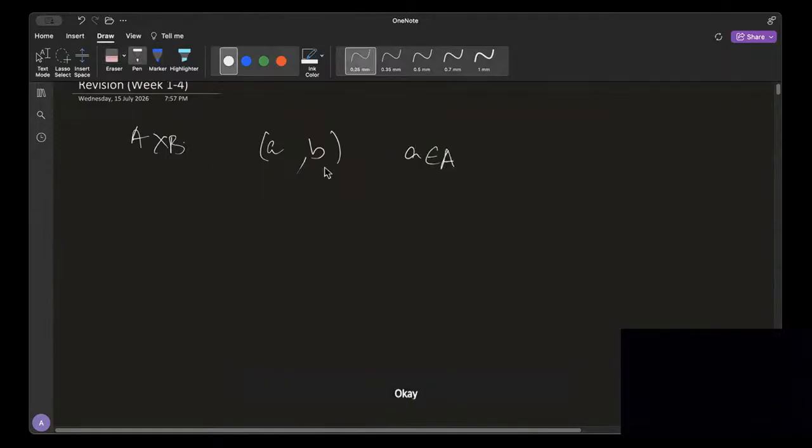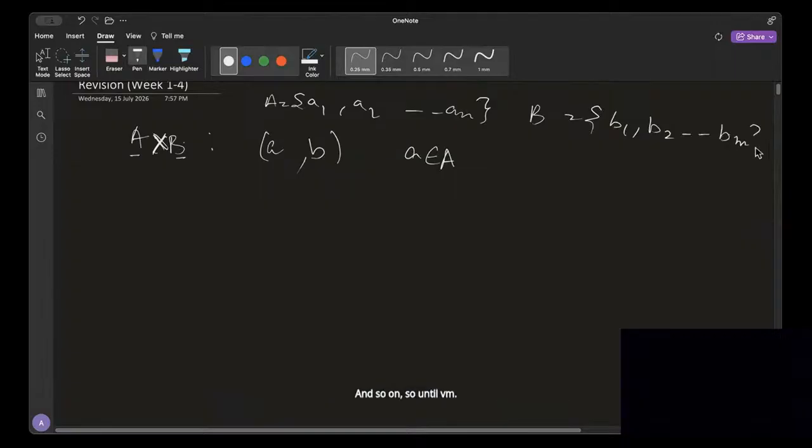Okay. So this is the Cartesian product, where you take the cross product, or Cartesian product, of two sets. Basically you have a set A and a set B. Let's say your A is A1, A2, and so on till An. Then you have B, where B is B1, B2, and so on till Bm, because you want to have a Cartesian product.